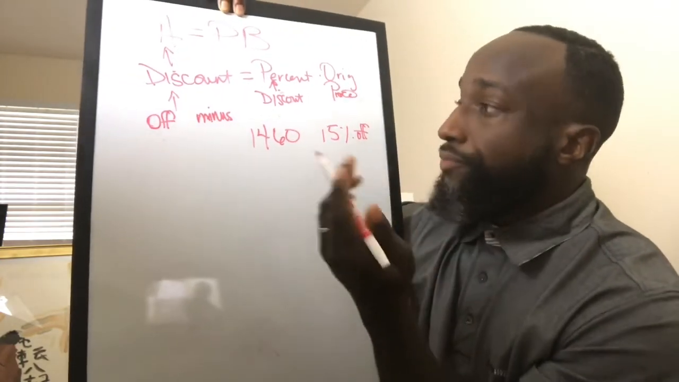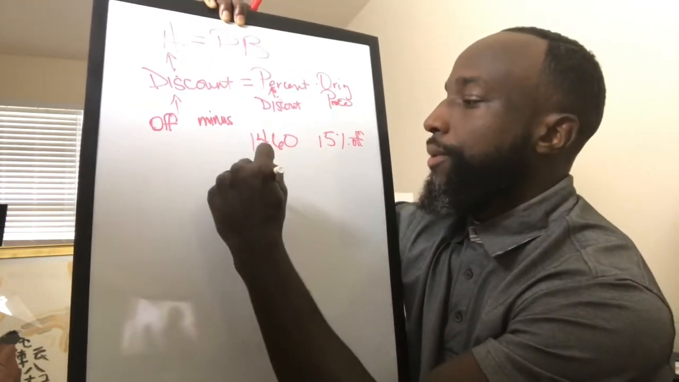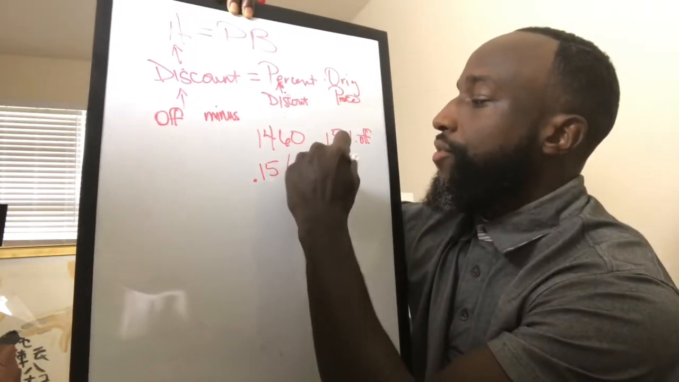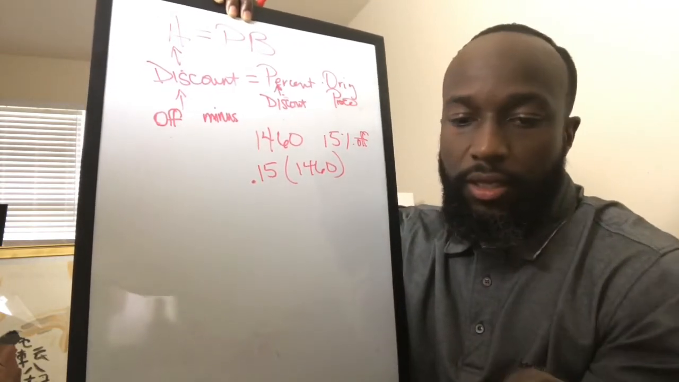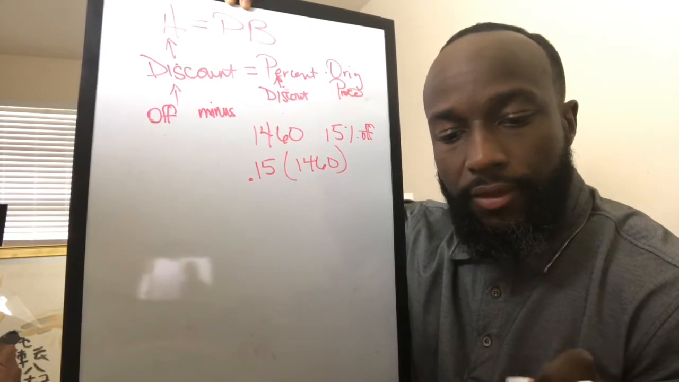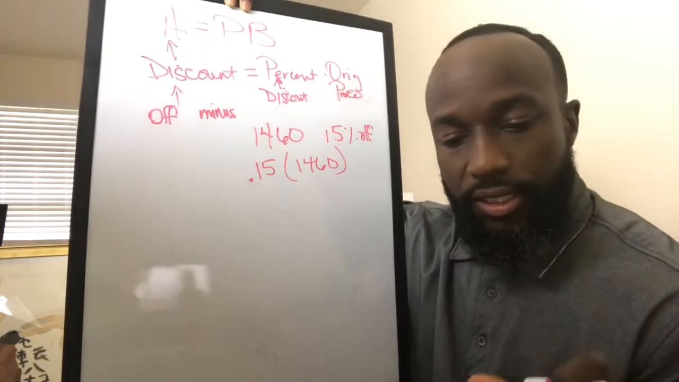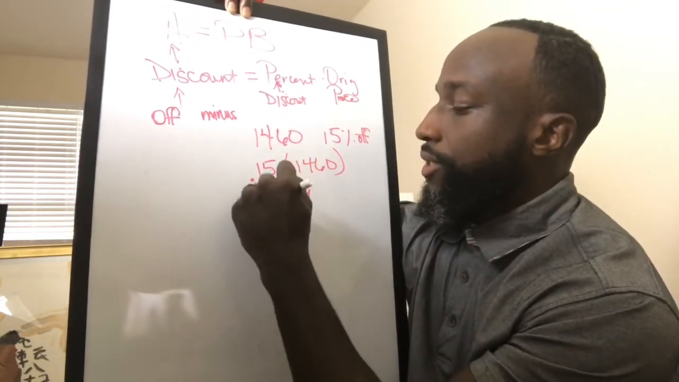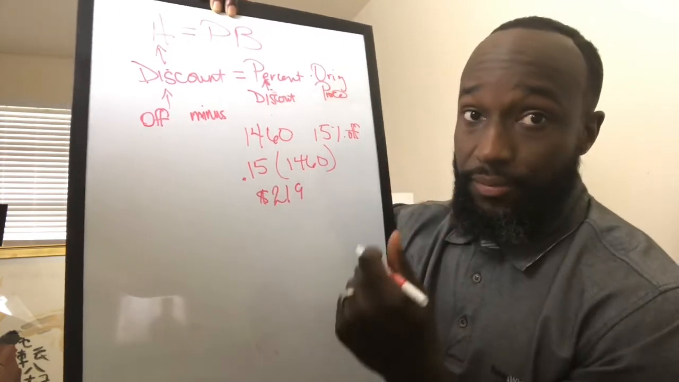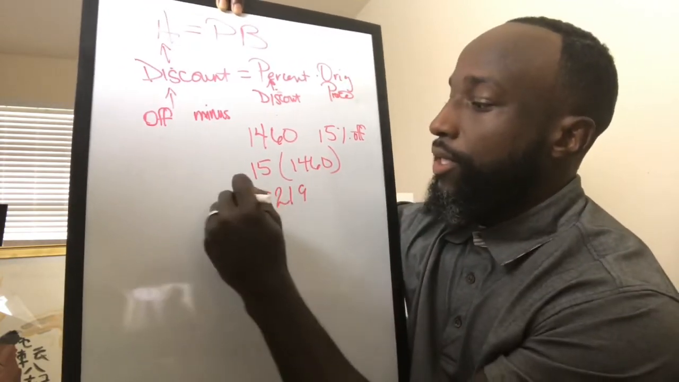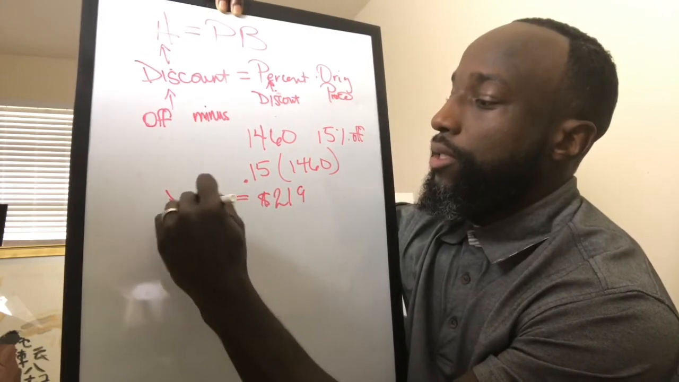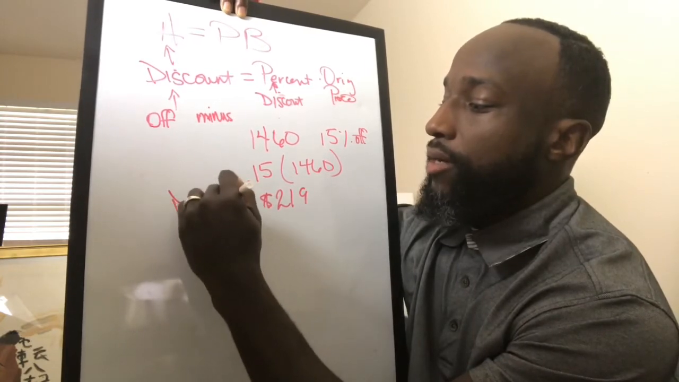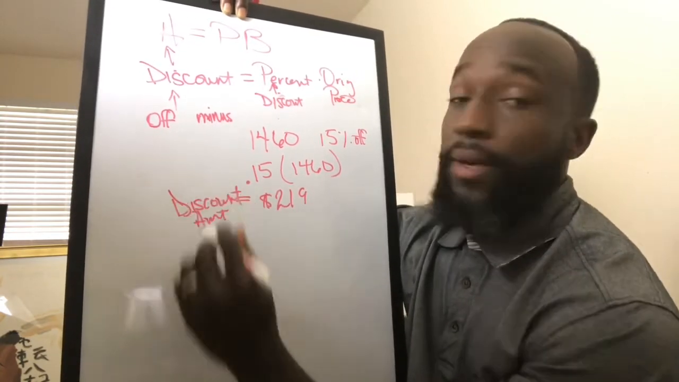All right, so let's do the math. It's going to be the discount percent, 0.15, times 1,460. 1,460 times 0.15. That means you're going to take off $219 from the price of this computer. So this is the discount amount.